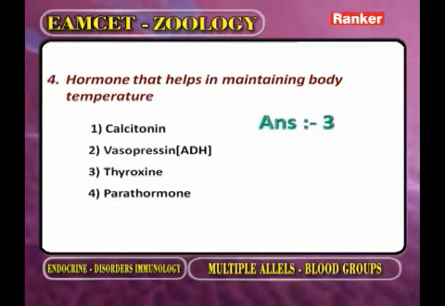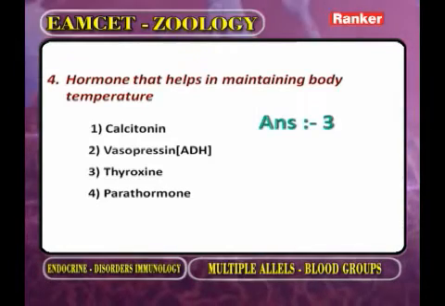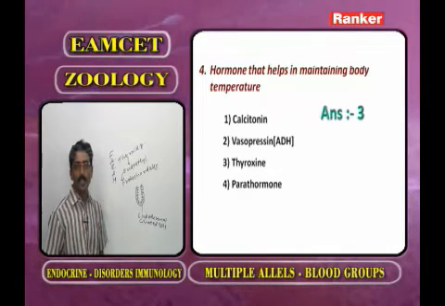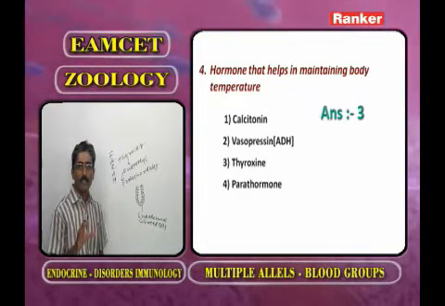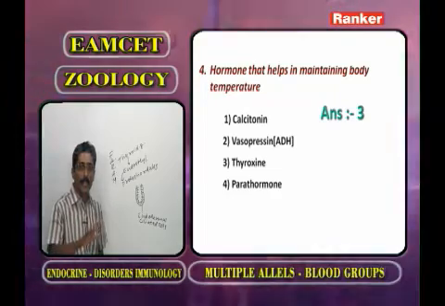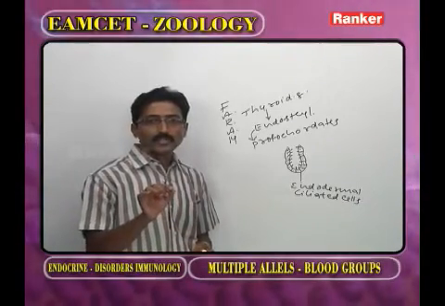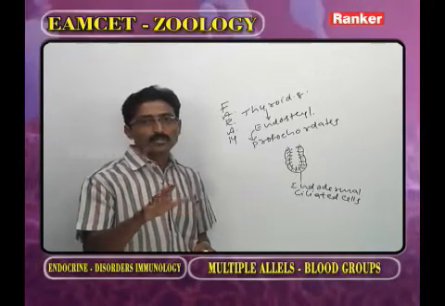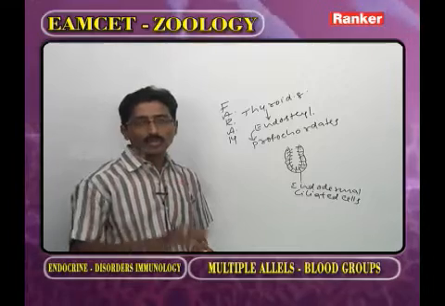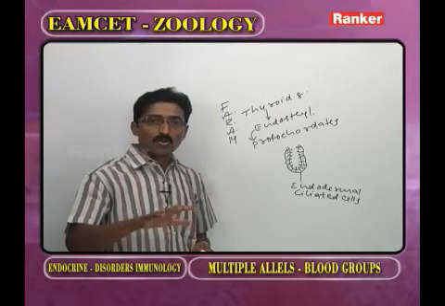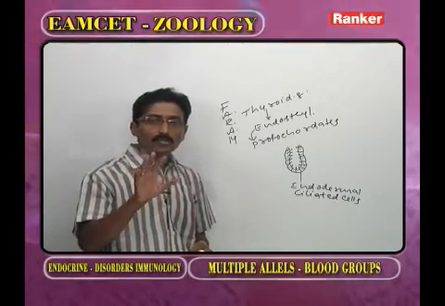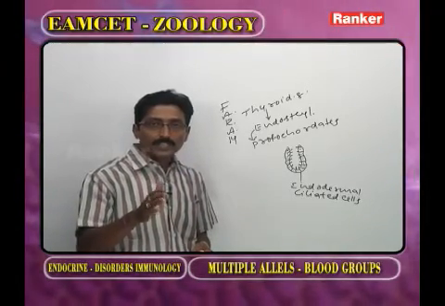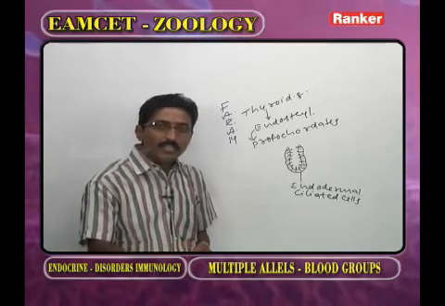Hormone that helps in maintaining body temperature. As we observe the thyroid gland, the thyroid gland secretes thyroxine hormone. The thyroxine hormone is responsible for the general growth of the body. Now here the students are making a small mistake. What is the hormone responsible for the growth of the body? No doubt, the growth hormone. In order to get the moderate growth, the growth hormone is responsible. In the body, if growth hormone is not present, generally the persons become short.